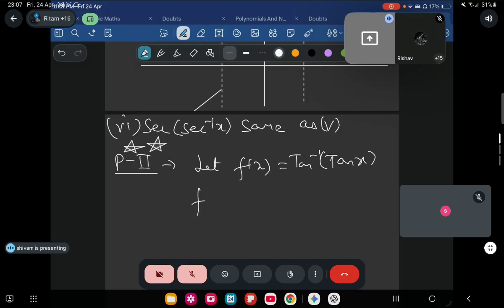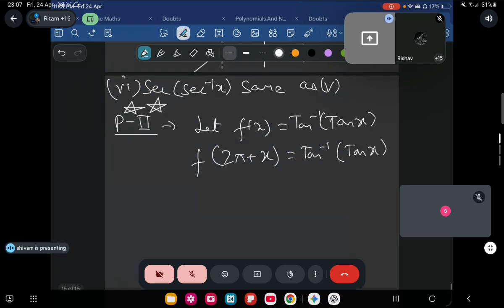Right, everyone, tell me. What is f of 2 pi plus x? This will be tan inverse tan x only. Next. So let us see whether pi can be the time period or not. So tan inverse tan of pi plus x, this is also tan inverse tan of x.